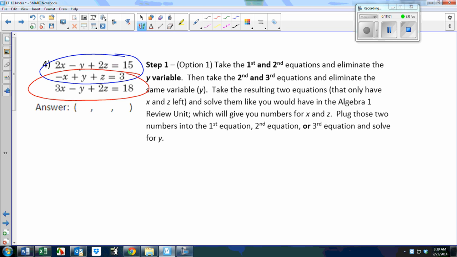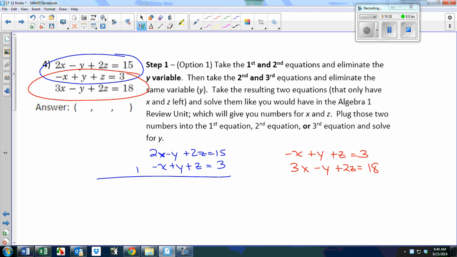The two groups, the first group, 2x minus y plus 2z equals 15, negative x plus y plus z equals 3. And then negative x plus y plus z equals 3, paired with 3x minus y plus 2z equals 18. Add these because the y is ready to eliminate. And we'll add these because the y is also ready to eliminate over here.